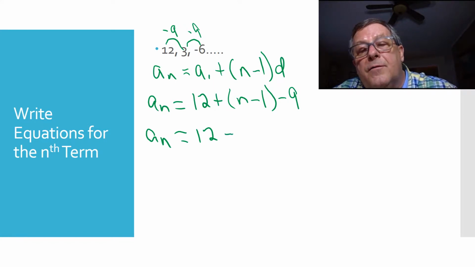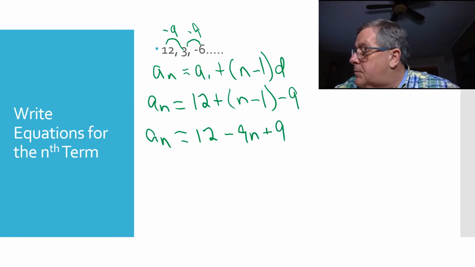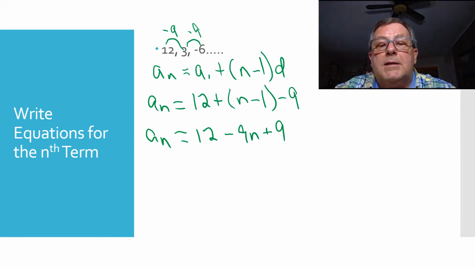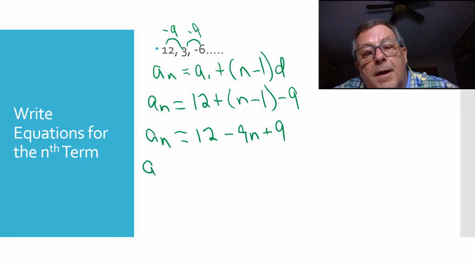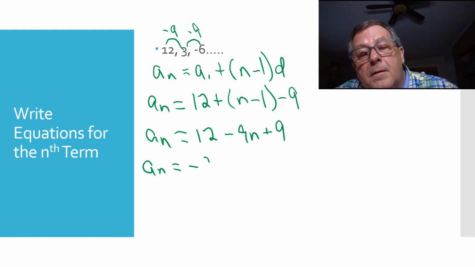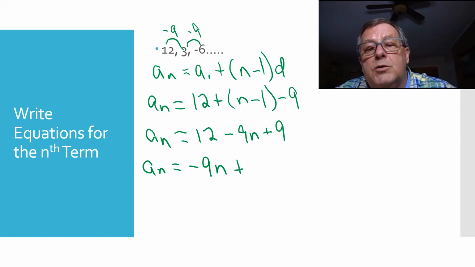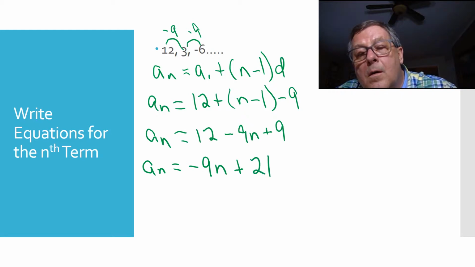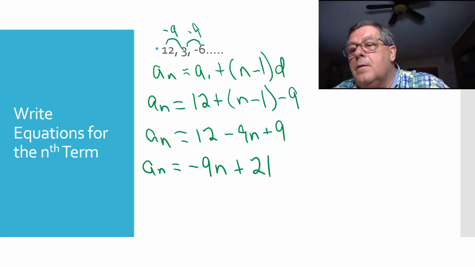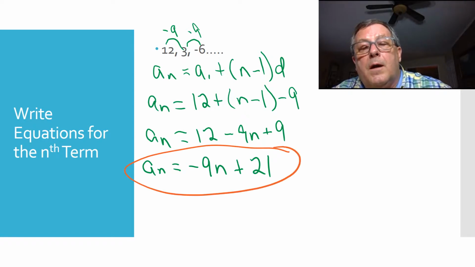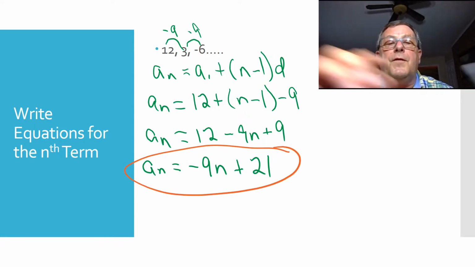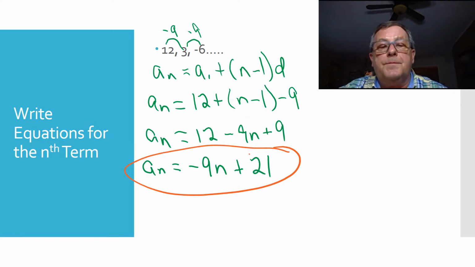So now I've got negative 9n plus 9, because negative 1 times negative 9 is plus 9. Then An is equal to negative 9n plus 12 and 9, which is 21. All right, there we go. We've written the equation for that arithmetic sequence.